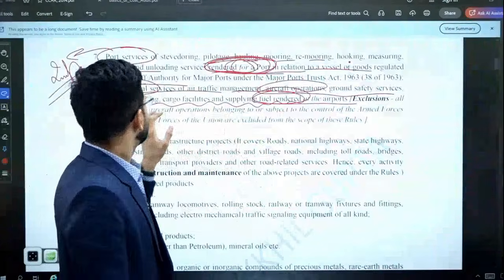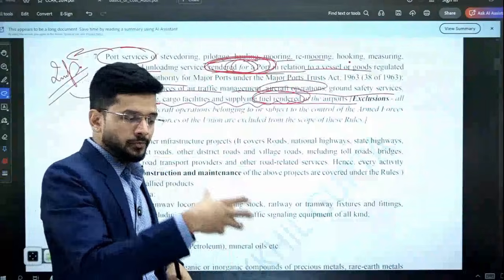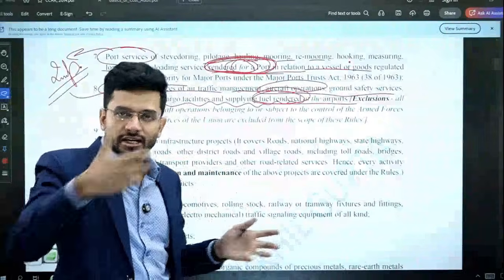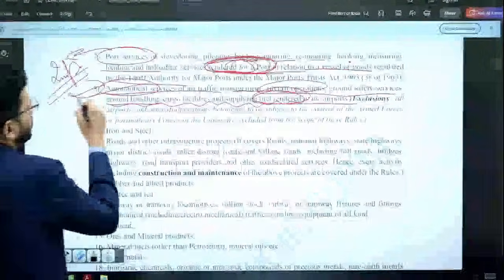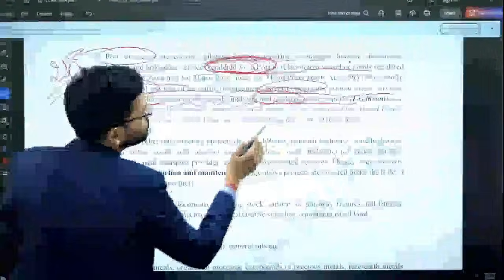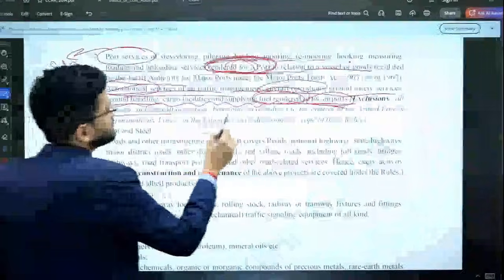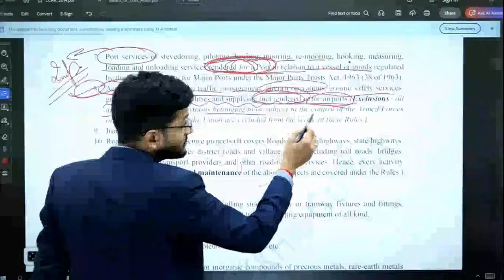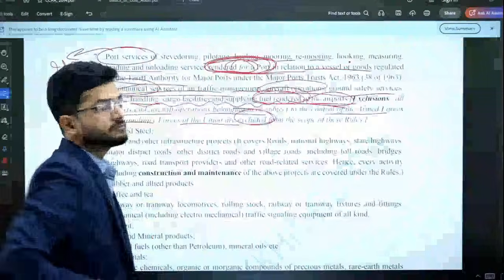Even supplying of fuel, supplying of ground handling, you've seen your bags being checked in, checked out, put on the belt, etc. All these things are included in point number 8, aeronautical services. Fueling services at the airports. Exclusion: all the airports and aircraft operations belonging or subject to control of armed forces or paramilitary forces are excluded.